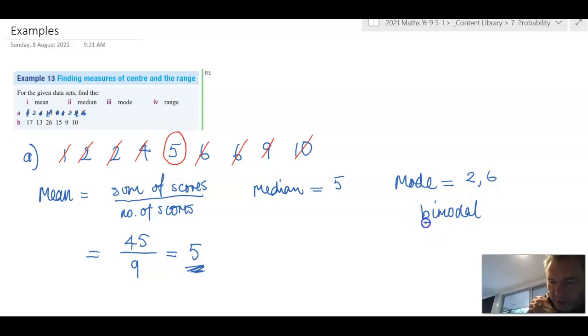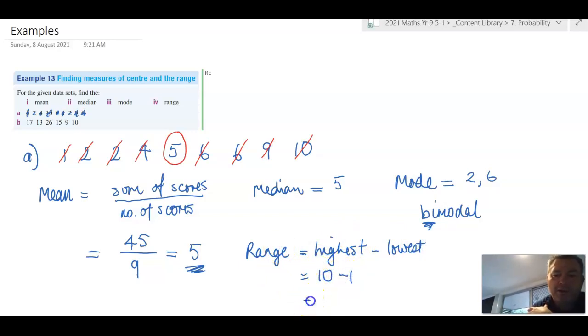That word bi means 2. Lastly, I've got the range. The range tells me how spread out the data is. So to calculate the range, I'm going to take the highest score and subtract the lowest score. So highest minus lowest. The highest is 10 and the lowest is 1. So the range of these scores is 9.